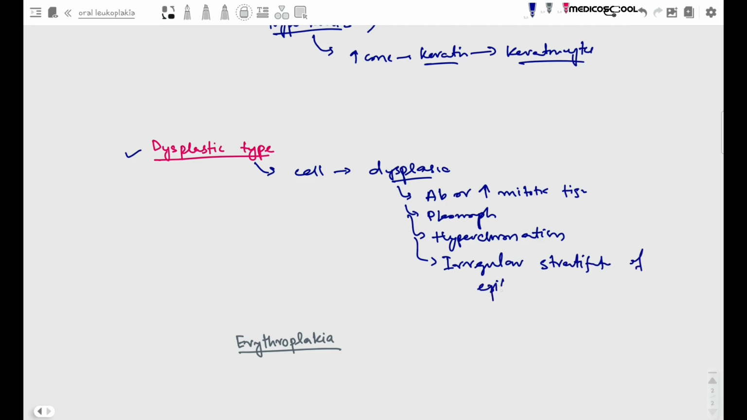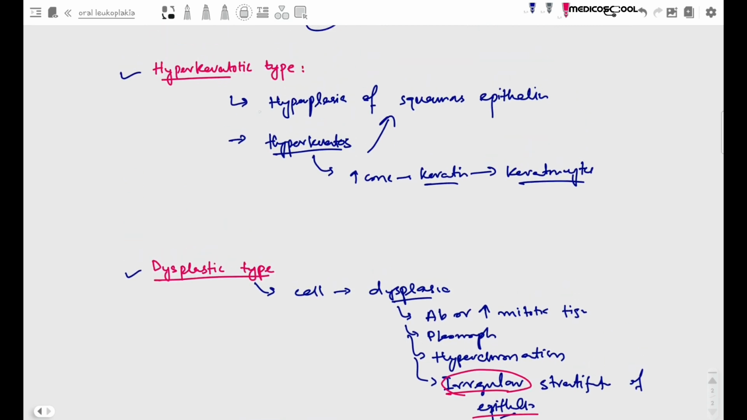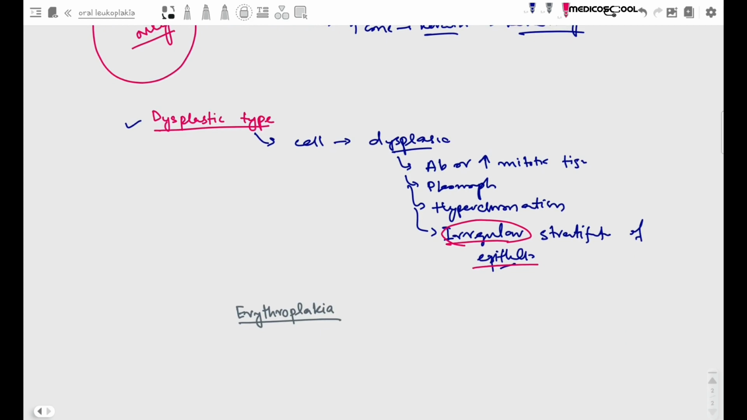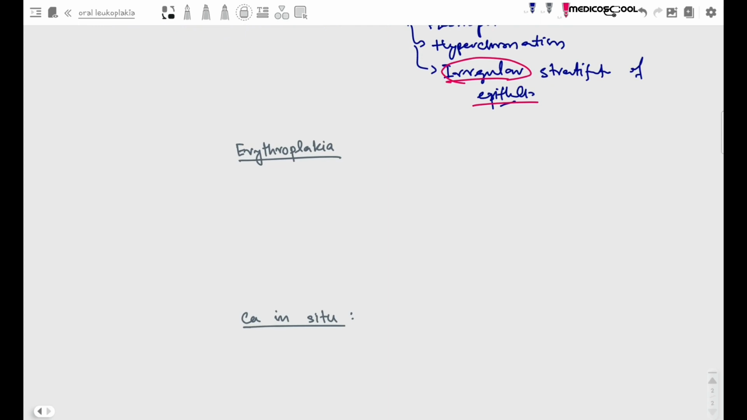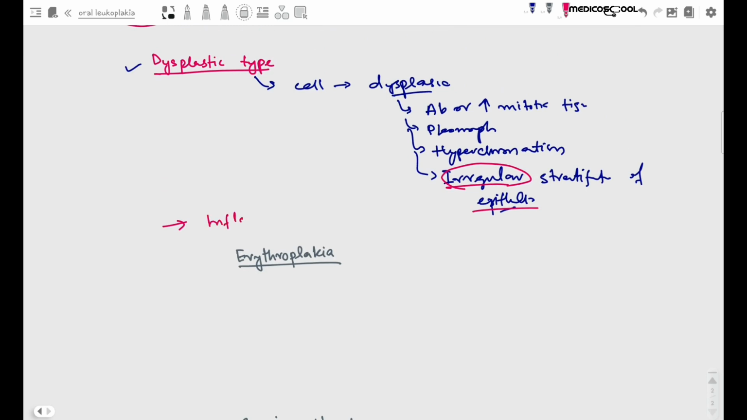Keep in mind, this is an important point, that in this dysplastic type there is irregular stratification of the epithelium, but in the hyperkeratotic type there is regular and orderly hyperplasia of the squamous epithelium. This is a very important point. Also, we can see in the dysplastic type that there are inflammatory infiltrates into the submucosa.